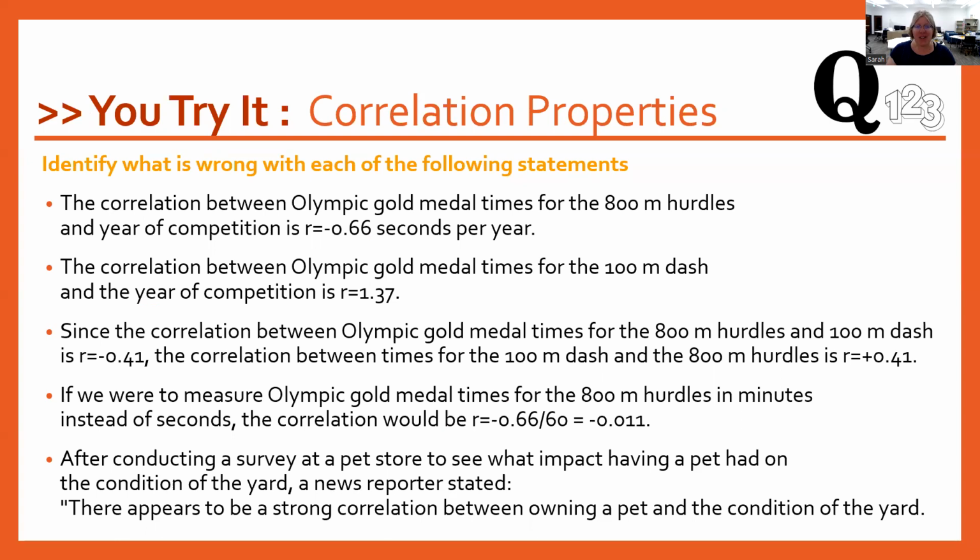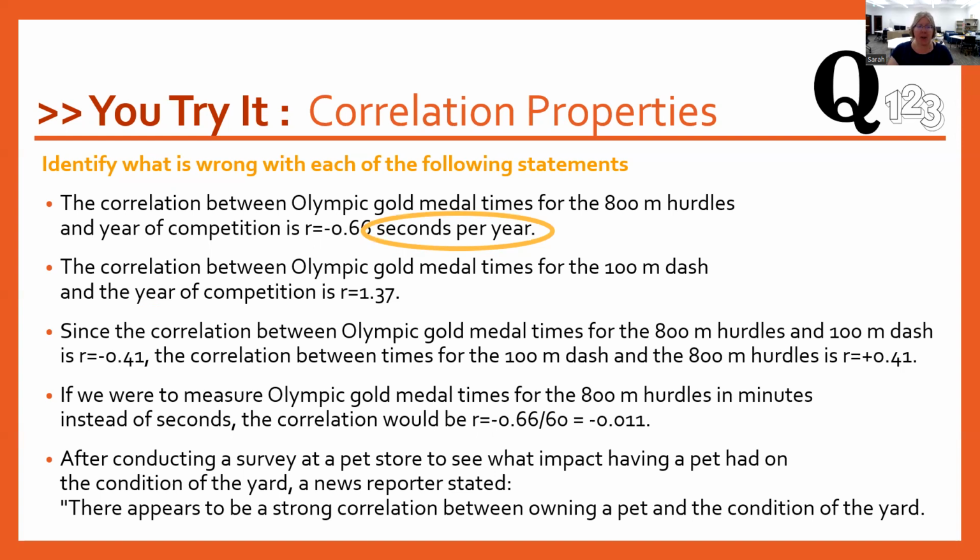All right, so hopefully you gave those a try. This first one, the correlation between Olympic gold medal times for the 800-meter hurdles and the year of competition is R equals -0.66 seconds per year. So the problem with this one is that it shouldn't have units on it. It should just be the correlation is R equals -0.66 and that's it. So the units on there is a problem.